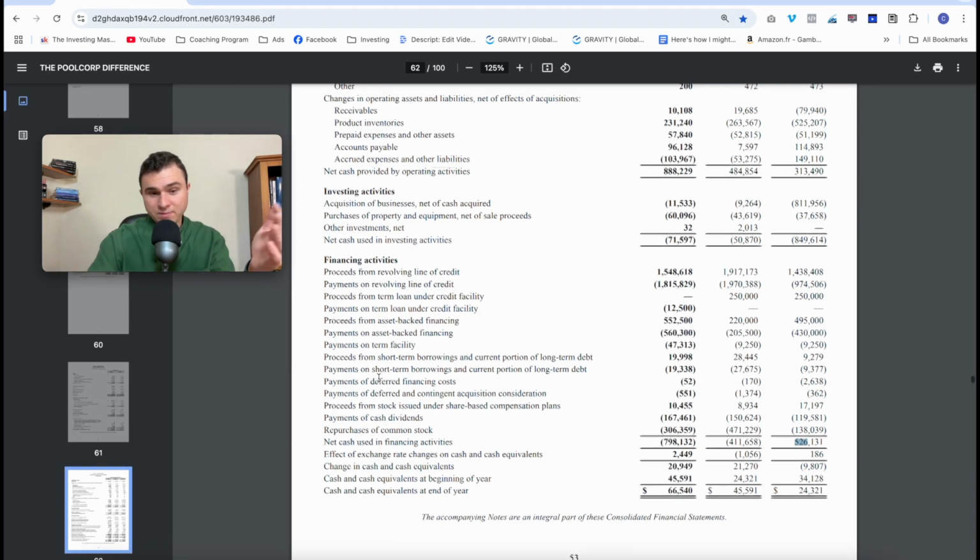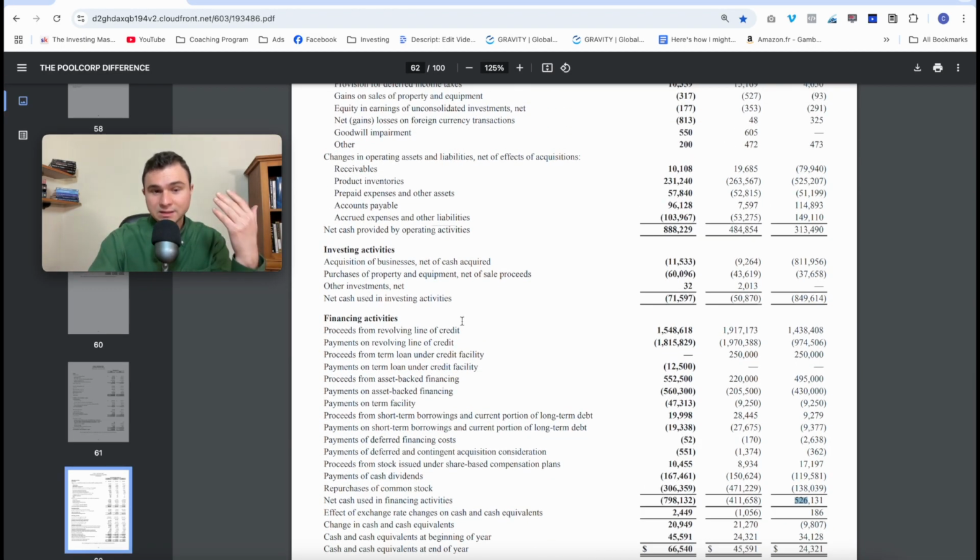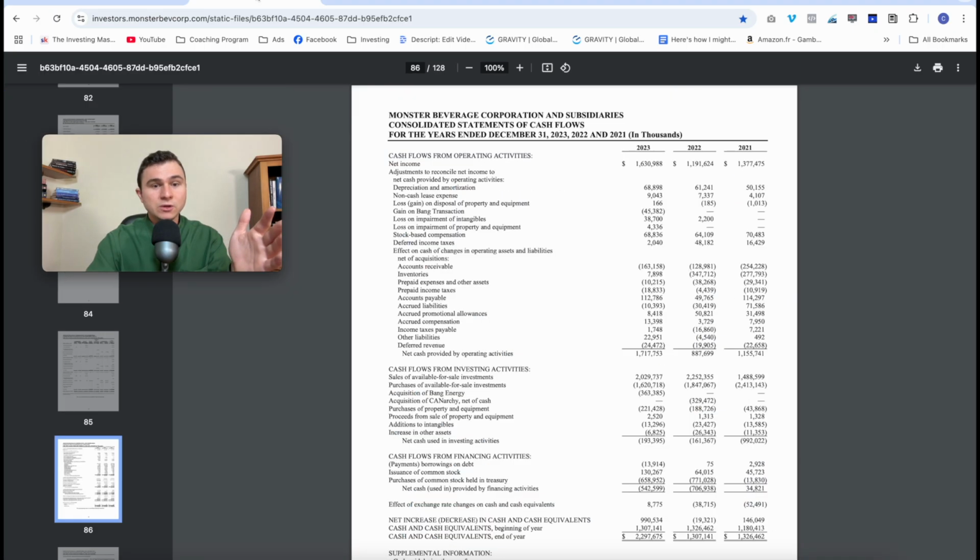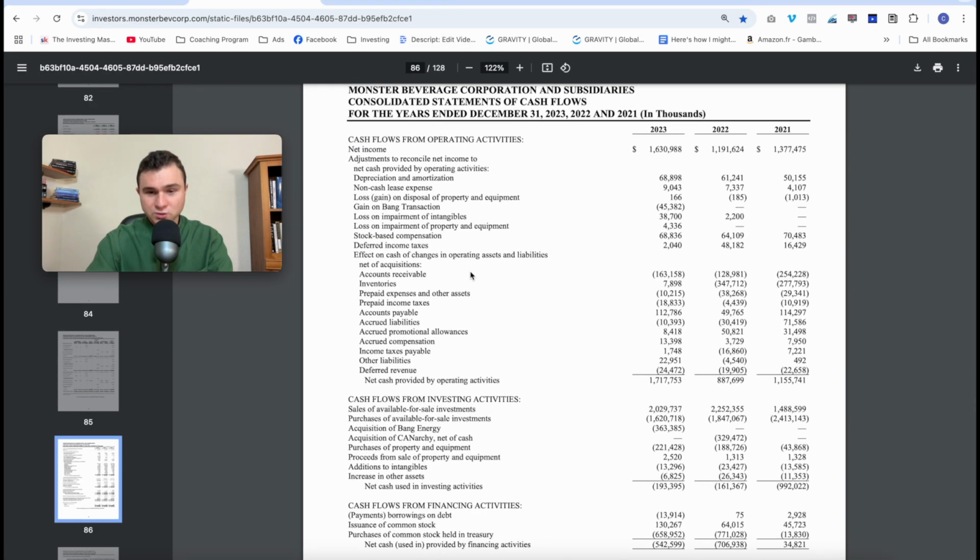Okay, so maybe that's started to get clearer in your mind. I will use another example with Monster Beverage. I have only 3 minutes, so we'll get much faster. Again, for Monster Beverage, it's a simple company that sells energy drinks. You have three categories: cash flow from operating activities, cash flow from investing activities, and cash flow from financing activities.